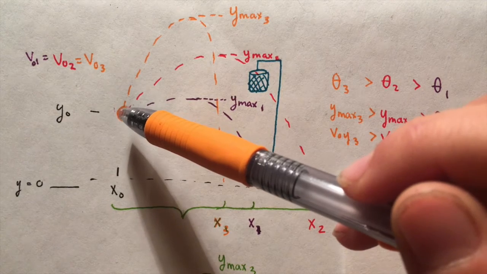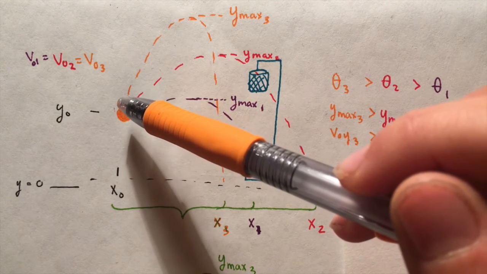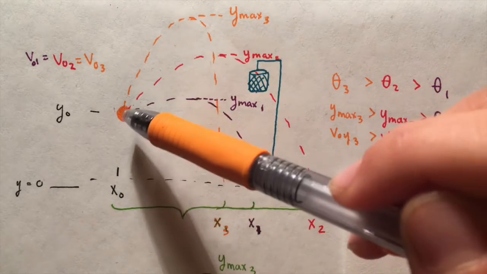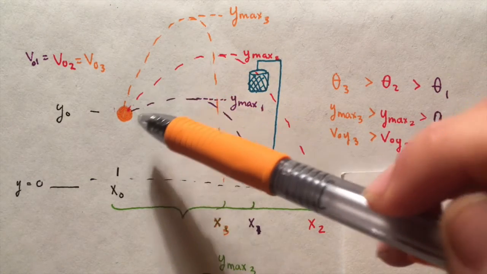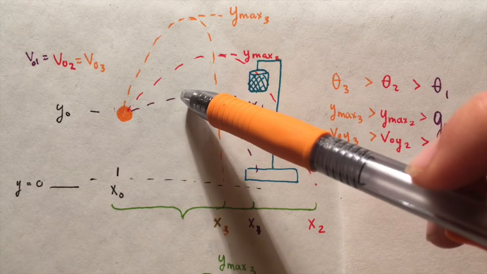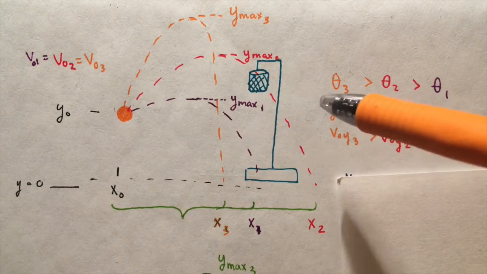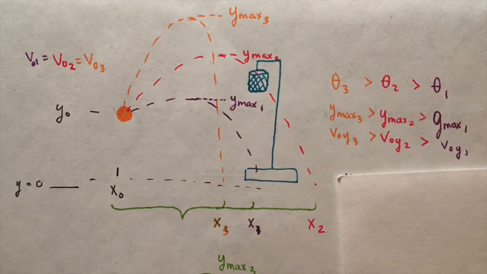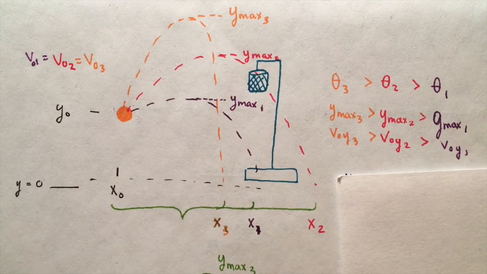You can see the ball with the largest launch angle went up the highest. It had the biggest maximum height, and the ball with the smallest launch angle had the smallest maximum height. From this you can get that the higher the launch angle, the higher the maximum height of the ball. Now let's talk about why that is.